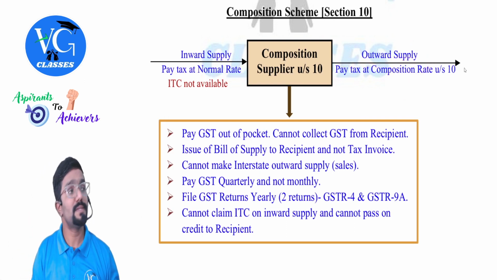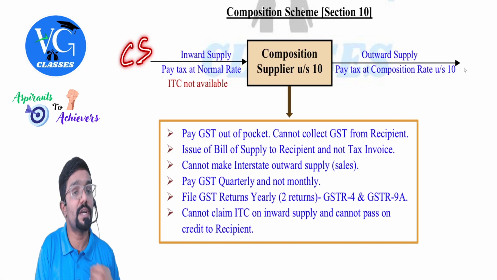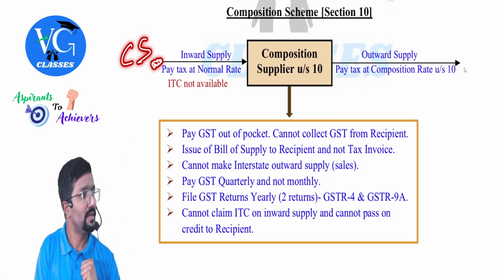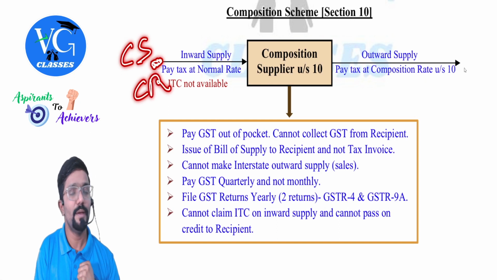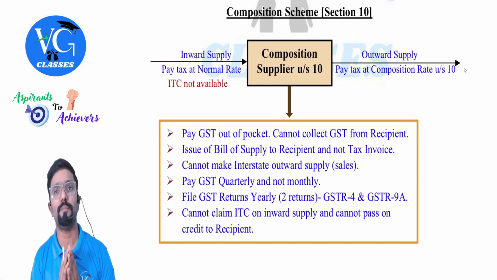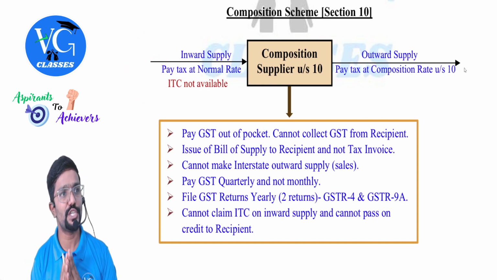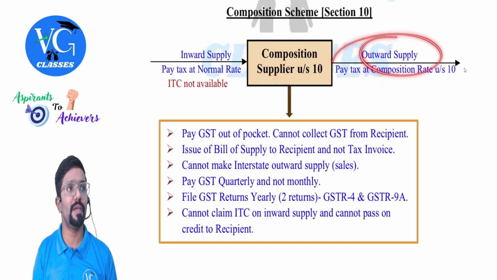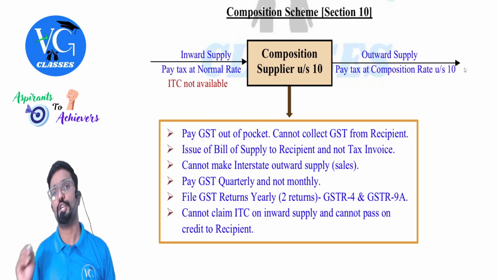Now you might ask me, sir, what if my supplier is also registered under the composition scheme? My supplier from whom I purchased also, he will pay tax at the composition rate. But can he collect it from me? No, he cannot collect from me, because composition suppliers cannot collect the tax from recipients, guys. Is that clear? Yes. So in simple terms, if I am registered under the composition scheme, the rate at which I need to pay tax on my outward supply will be as per the composition rate.